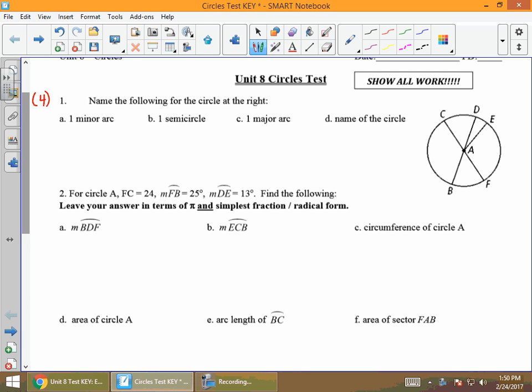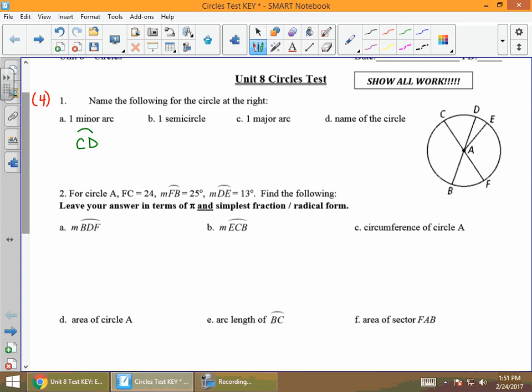So for part A, you have to name one minor arc. A minor arc is going to take 2 points on the circle. So I look over there and I can see C and D. So C, D. Make sure you put an arc over top of that C, D. Again, D, E, F, B, B, C, B, E, E, C. There are a whole bunch of possible answers there that you could have went with.